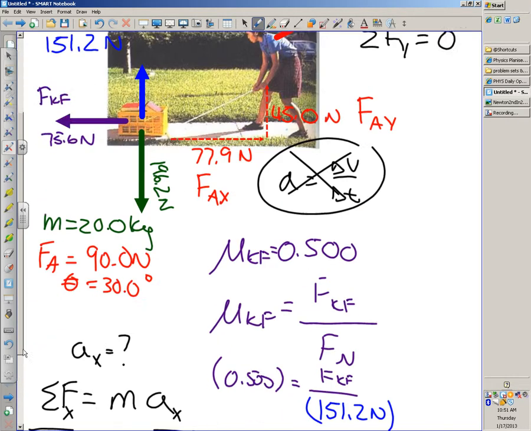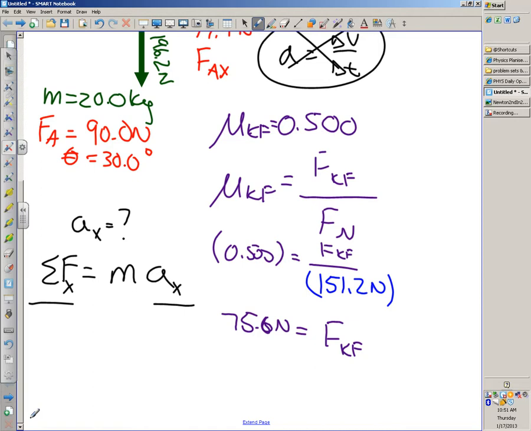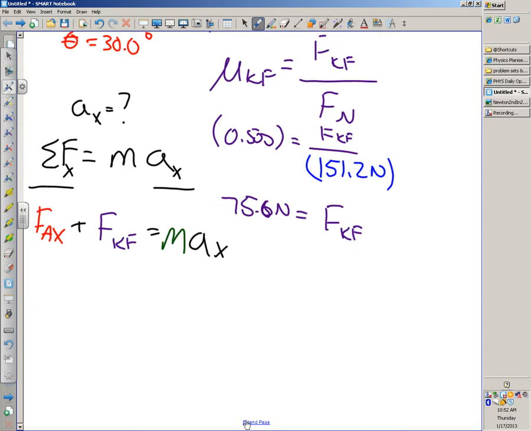So now, taking it back to Newton's second law, but only on the x-axis, we have two forces on the x-axis. We have the x component of the applied force plus the force of kinetic friction, which together have to equal mass times the acceleration along the x-axis. Good there?